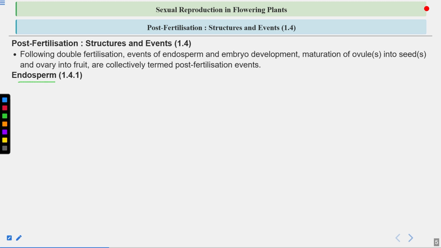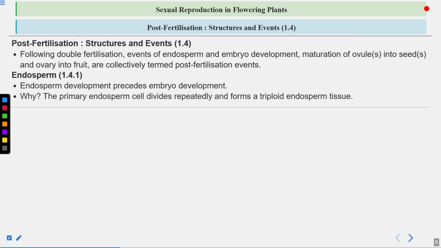First thing, endosperm development precedes embryo development. After the development of endosperm, there is the development of embryo. So this is a very important point. And the question is why? The primary endosperm cells divide repeatedly and form a triploid endosperm tissue. And this endosperm tissue provides nourishment to the developing embryo.